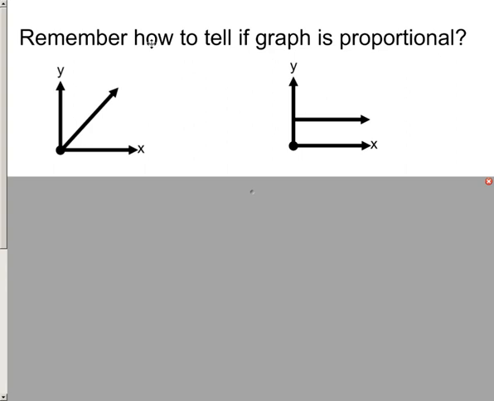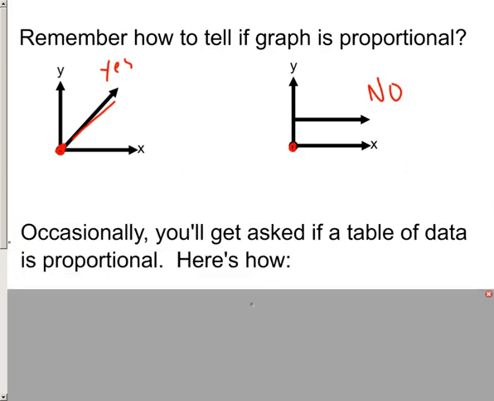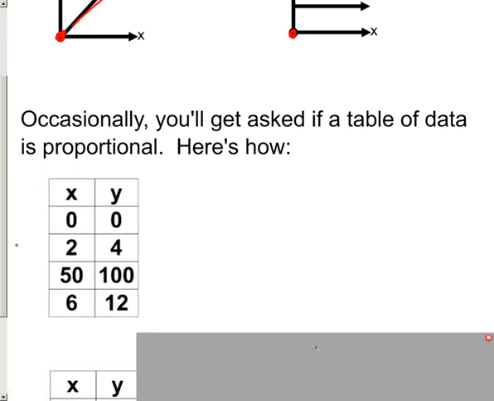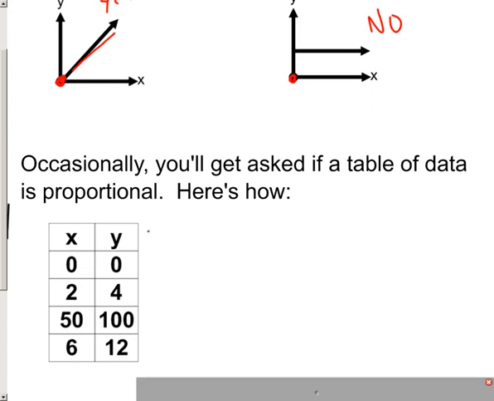Now, do you remember how to tell if a line is proportional or not? This one is yes, because it's through the origin, and it's a straight line. This would be no, because even though it's a straight line, it's not through the origin. Occasionally, you'll get asked about table data, like right here, and they'll say, is it proportional? Well, if we graph these points, we could see, but there's another trick. If you go and find the rate of change all the way down, and if it's the same, we'd say it's proportional. If there's one thing that's different on the rate of change, it's not.